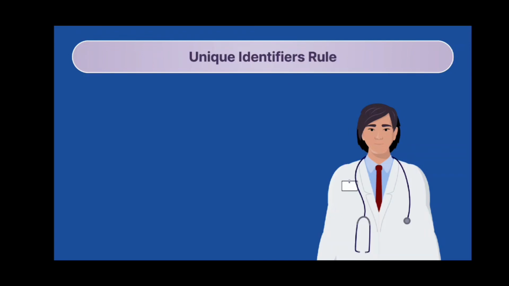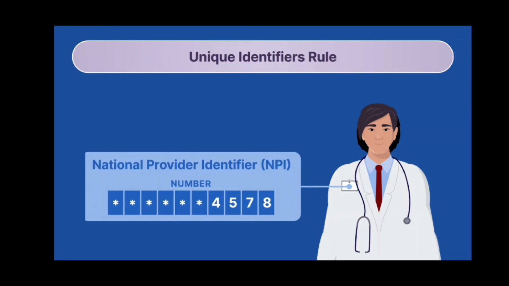This provision required the adoption of a National Provider Identifier, or NPI, to serve as a standard unique identifier for healthcare providers for use in the healthcare system. This means that every healthcare provider in the country has a unique 10-digit number that distinguishes her or him in the healthcare system. This simplifies transactions and communications between entities.